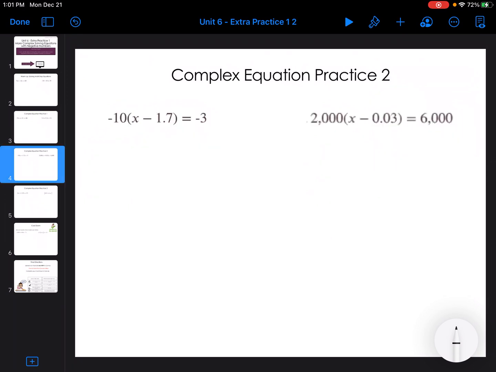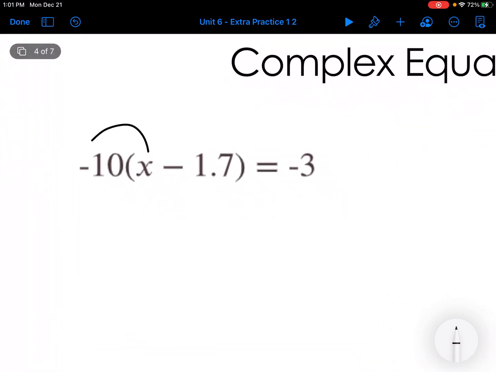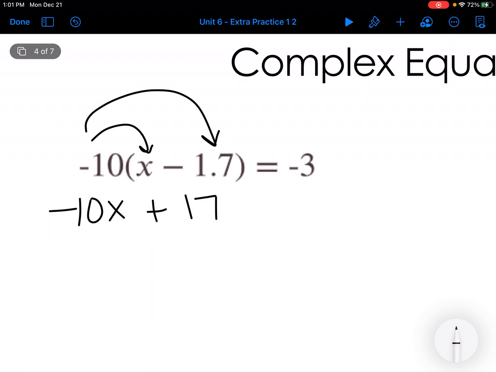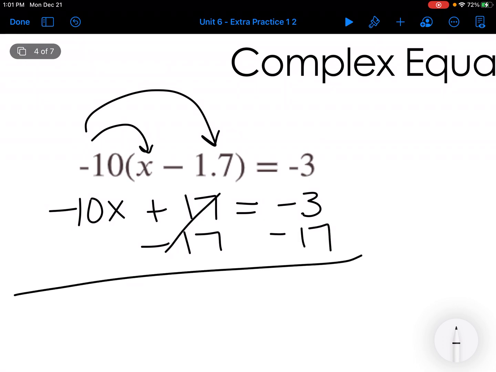All right, the next one, now we've got some negatives. So a negative times a positive is going to give me a negative 10x. A negative times a negative is going to give me a positive 17. 10 times 1.7 is 17. A negative times a negative is a positive. Equals negative 3. I'm going to zero out first. So a positive 17 and a negative 17 make a zero pair. So I have negative 10x equals, my signs are the same, so I'm going to add, and I get negative 20.